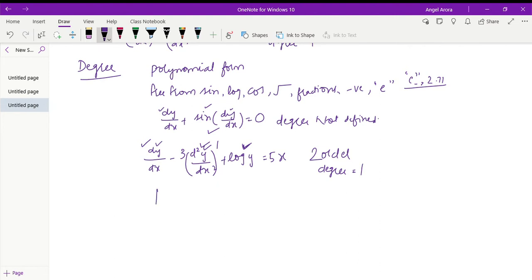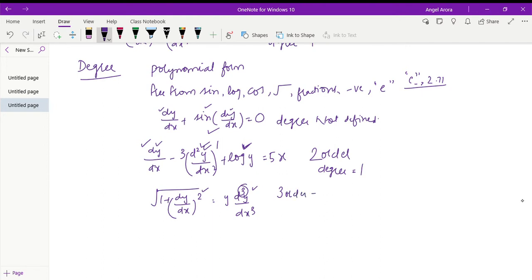Let's discuss it with this example. Consider this equation: square root of 1 plus dy upon dx squared is equal to y d cube y by dx cube. This term involves a derivative, this term also involves a derivative, but the order is 3 here because clearly the highest order derivative is of third order, so the order of the differential equation will be 3.